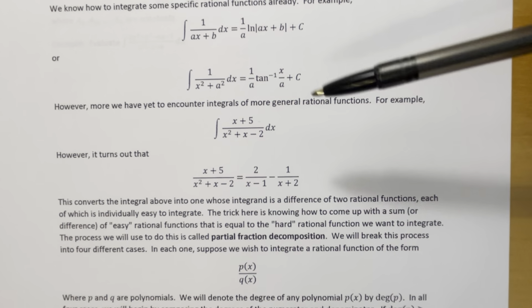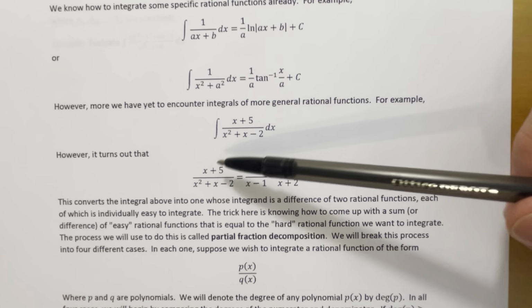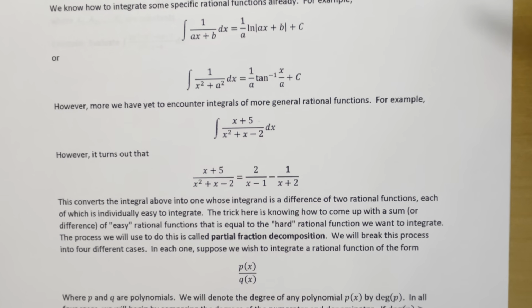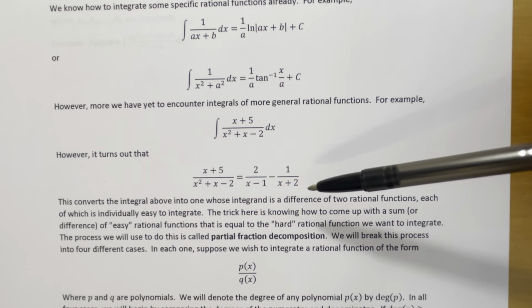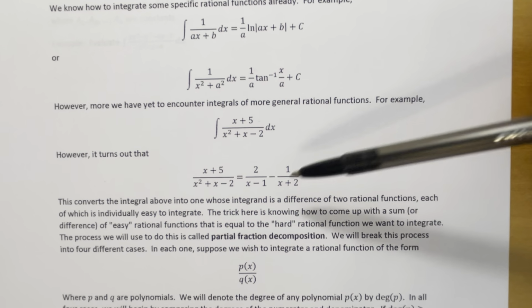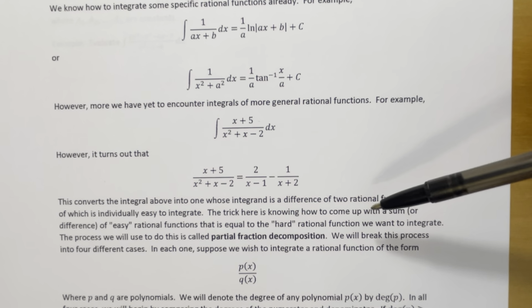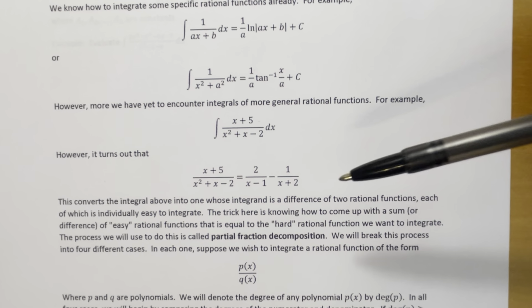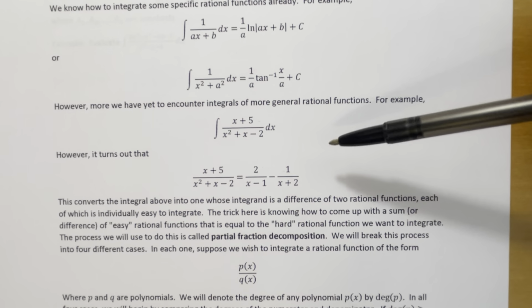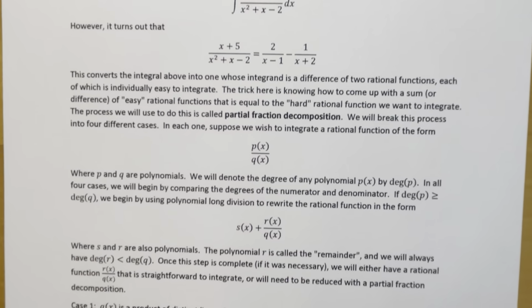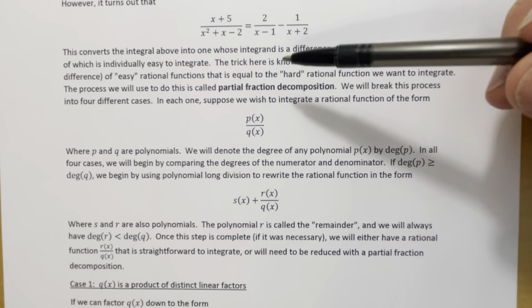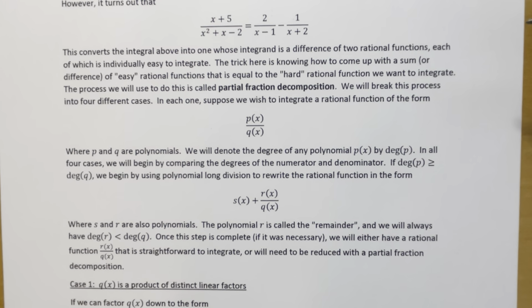Okay, so the key in this section is figuring out how to take these relatively complicated rational functions and represent them as a sum or difference, or combination of sums and differences, of simpler rational functions that are easier to integrate. The question, though, is how did I come up with this in the first place? How did I know that this could be written in this form? The way that I know that is I can use something called partial fraction decomposition. So we're going to talk about what that means, and how you perform a partial fraction decomposition on a rational function.